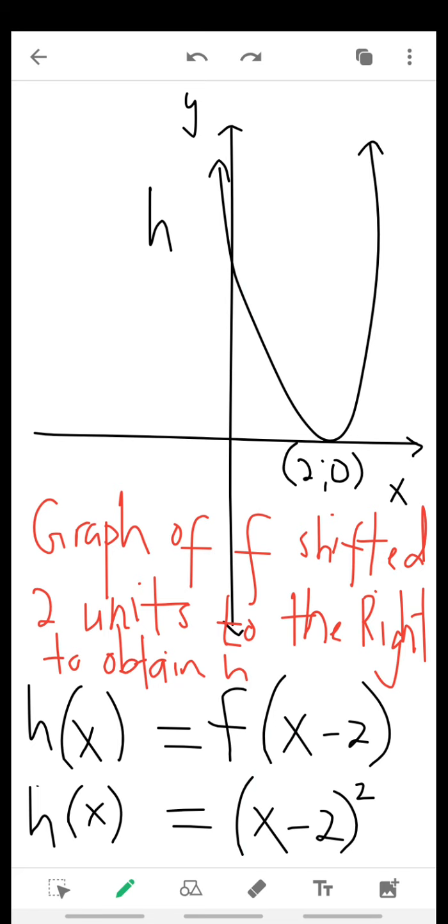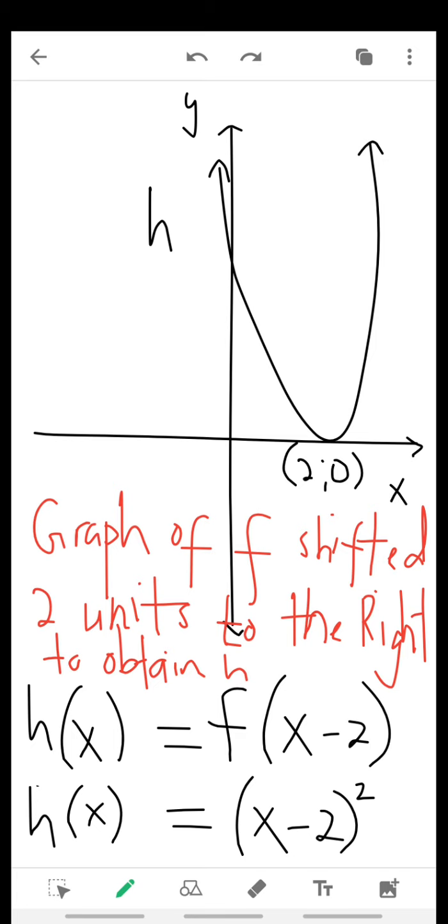Okay, so how would you actually write it down so that the marker can know how you have shifted the graph of f to obtain the graph of h? You would say the graph of f is shifted 2 units to the right to obtain h. Okay, so algebraically h of x will be equals to f at x minus 2, where x minus 2 is the 2 units to the right.